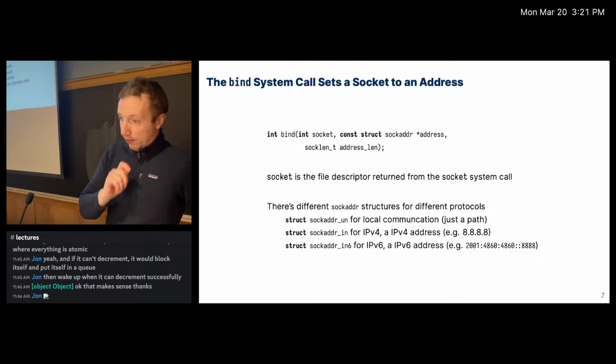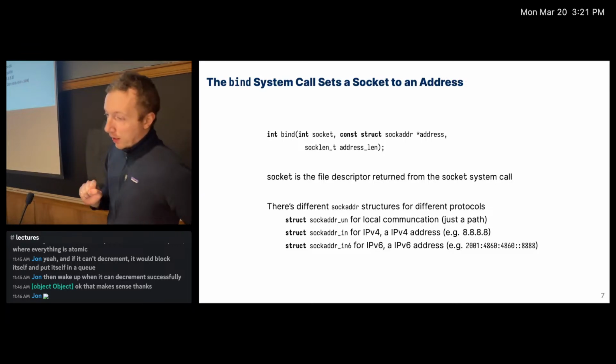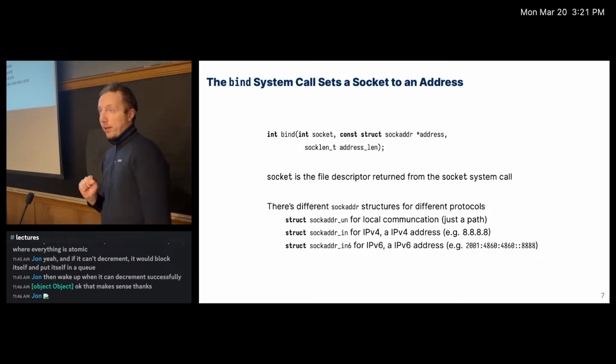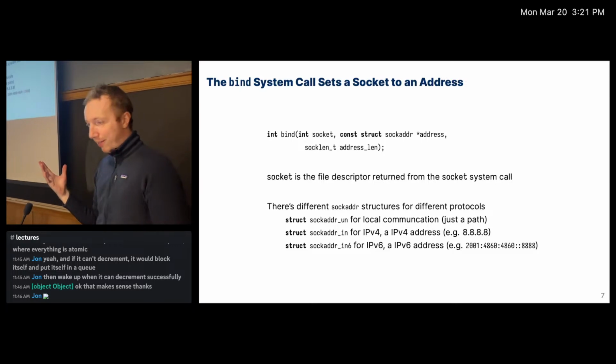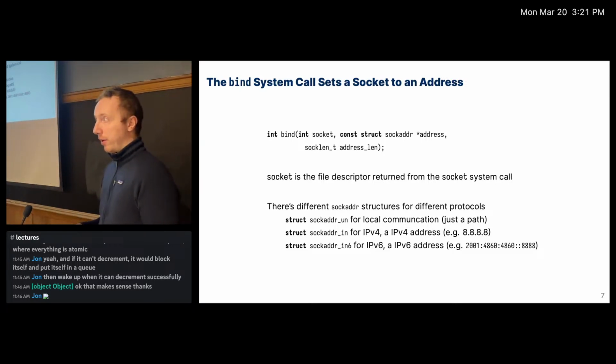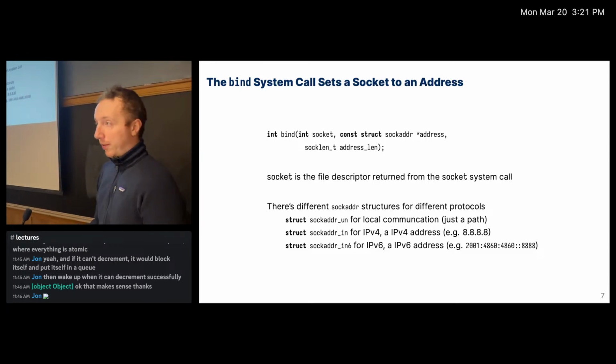So the bind system call. That was step 2 for the server. It takes as the first argument the socket, which is that file descriptor that's returned from the socket system call, and then it wants an address. And because it's C, you give it a pointer and you say how big that pointer is, because it's C and it can't really tell.